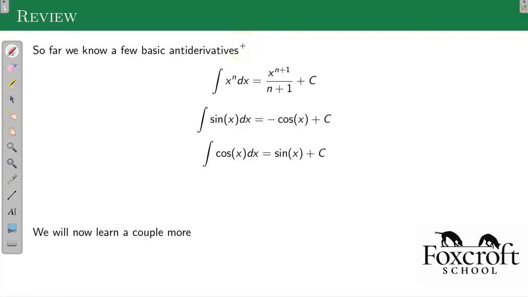So far we know a few basic antiderivative rules. We know the reverse power rule, which, instead of subtracting one, we add one. So we add one to the exponent and then divide by that new exponent. The antiderivative of sine is negative cosine, because if I take the derivative of negative cosine, I get back to sine. The antiderivative of cosine is sine, because if I take the derivative of sine, I get back to cosine. Whenever you're doing these antiderivatives, especially the simple ones, it's always good to check: if I take the derivative of this, do I get back to that?